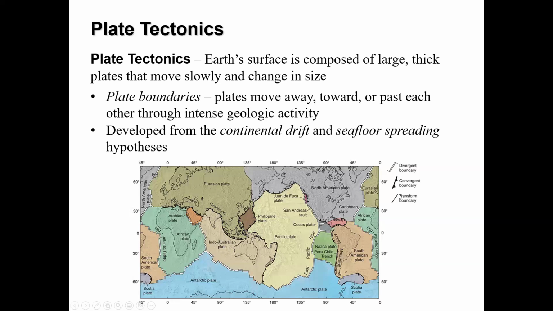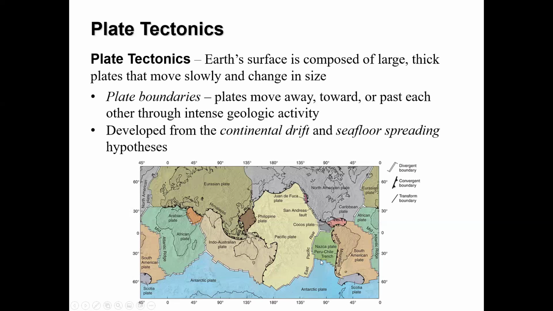And then transform here. So transform boundaries, recall those connect ridge segments. So all these lines that you see between these ridge segments right here, those are transform plate boundaries. So that's where we have crusts sliding past each other, and it generates those fracture zones that we saw in the previous chapter.